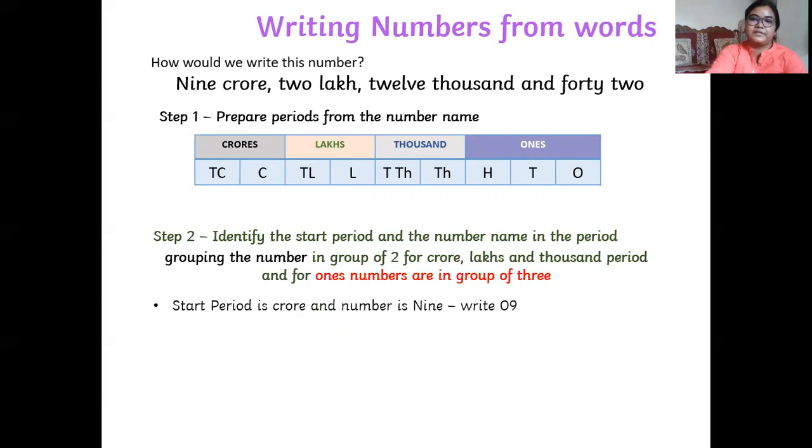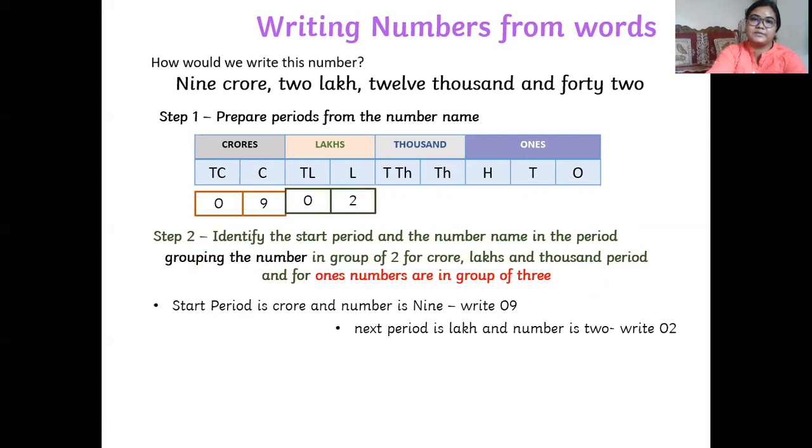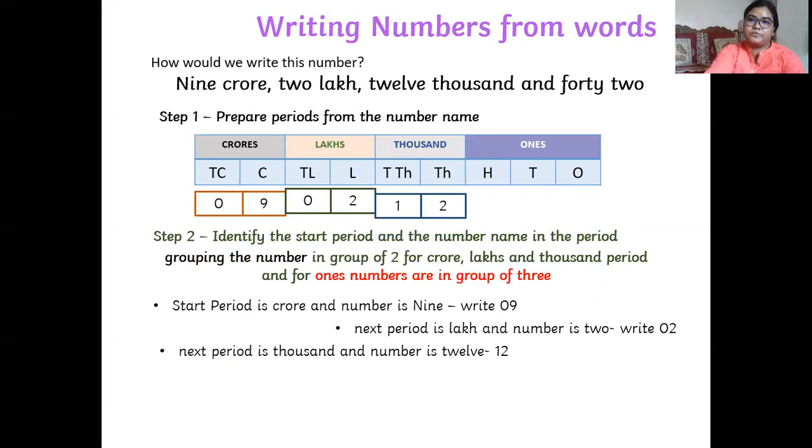So we'll write there as 9 crores. This is the start period. Next period is lakh, and the value for lakh is 2 lakh. Now the value allotted for 1000 is 12,000. So we'll write it as 12,000, and the next group or the next period, the value is 42.